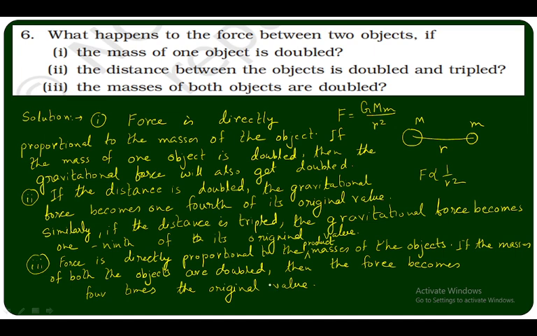Again, I am repeating: force is directly proportional to the masses of the objects. If the mass of one object is doubled, then the gravitational force will also get doubled. If the distance is doubled, the gravitational force becomes 1/4 of its original value. Similarly, if the distance is tripled, the gravitational force becomes 1/9 of its original value. Force is directly proportional to the product of the masses of the objects. If the masses of both objects are doubled, then the force becomes 4 times the original value.